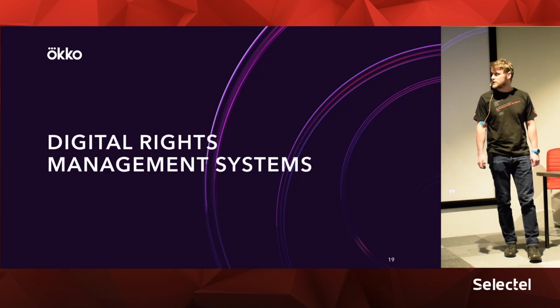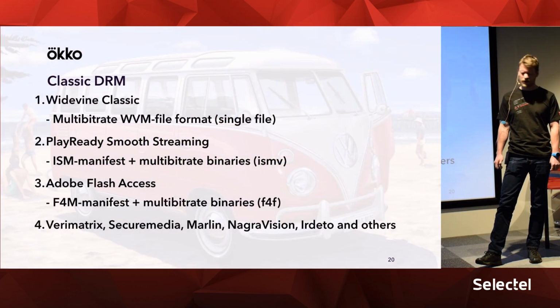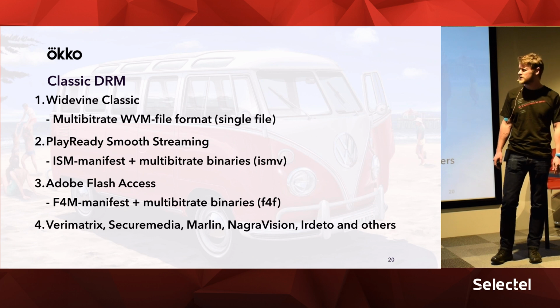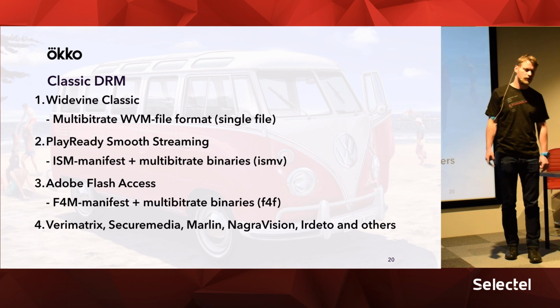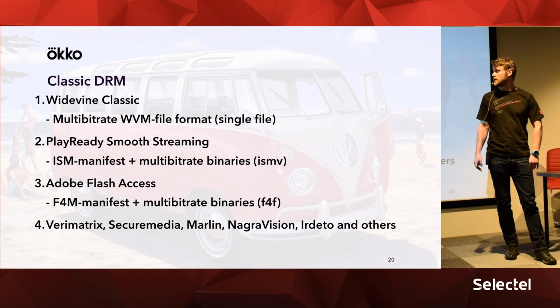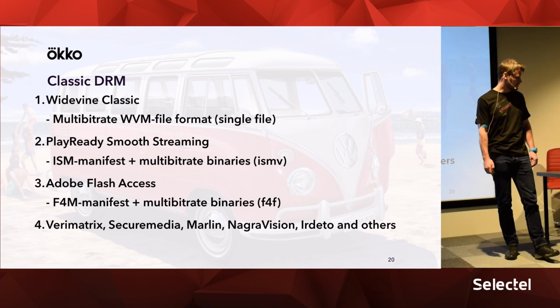Okay, let's continue to the systems, digital rights management systems. At the beginning there were so-called classic DRM systems. Different DRM providers obtained approvals from the studios, and there were a lot of different protected video file formats. For example, for Widevine, which is now Google, one huge file with all bit rates. For PlayReady, their own protected Microsoft manifest, and for others, the same thing.